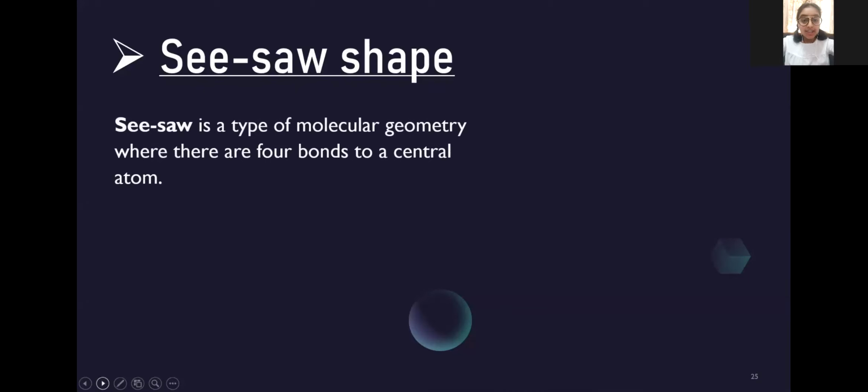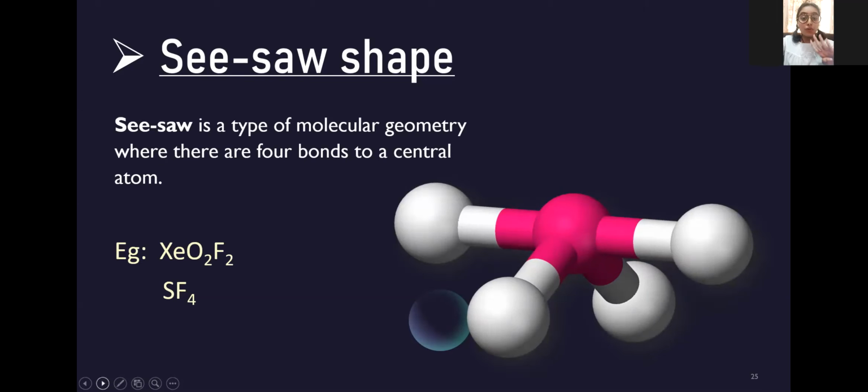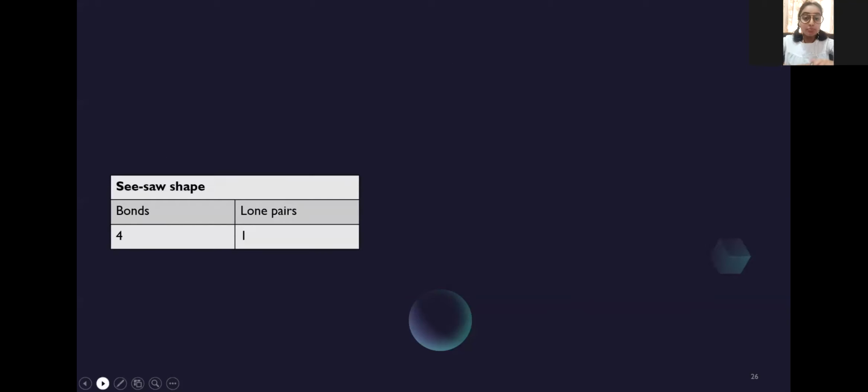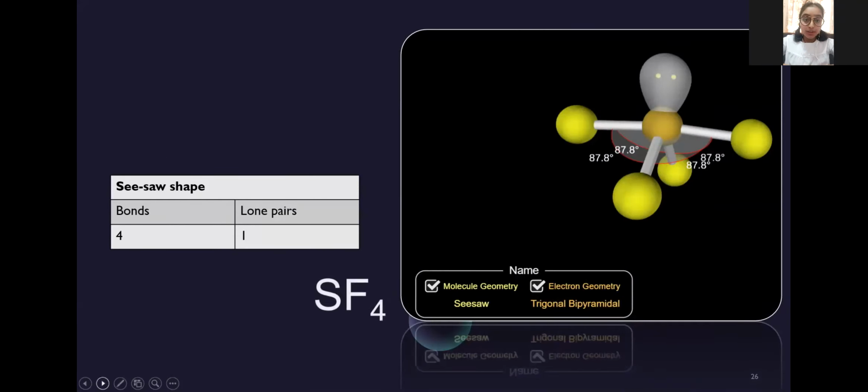Looking into the next structure, you can see a central atom bonded to 4 other atoms in a seesaw shape. The name is derived from the observation that it looks like a seesaw. There are 4 bonds and only 1 lone pair. In such a situation, the molecular geometry is termed seesaw, whereas the electron geometry is again trigonal bipyramidal. The examples included are XeO2F2 and SF4.